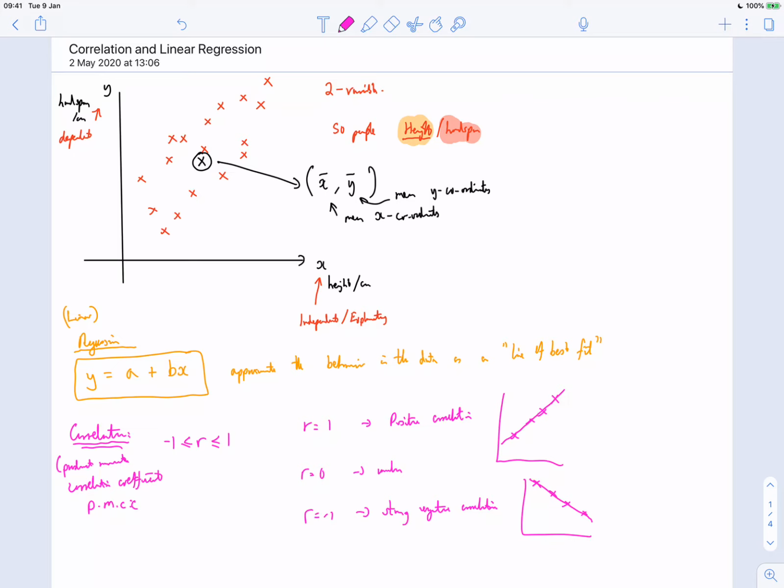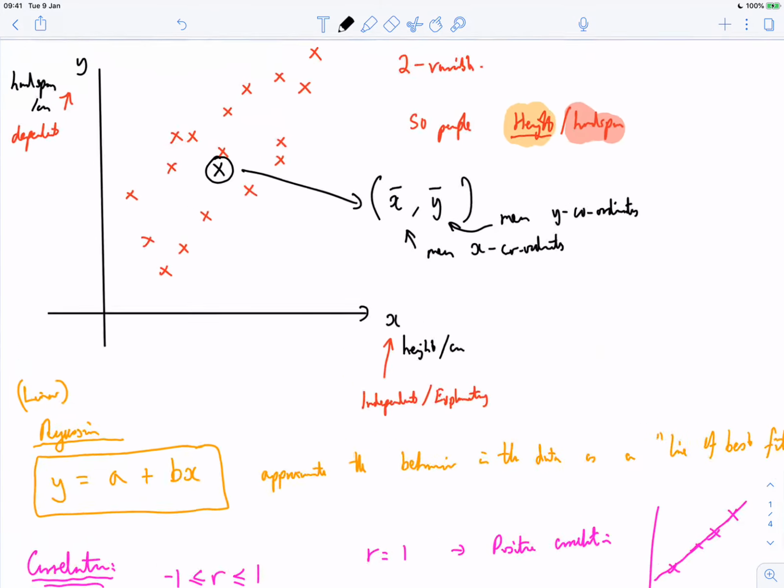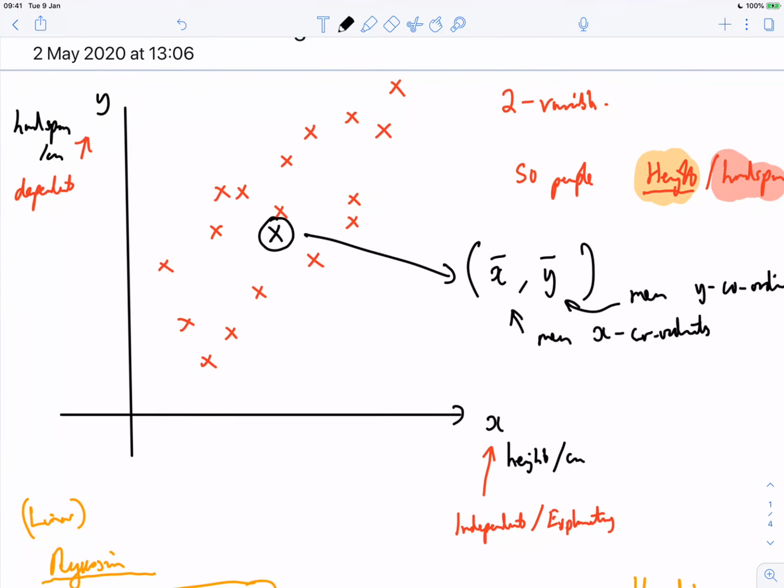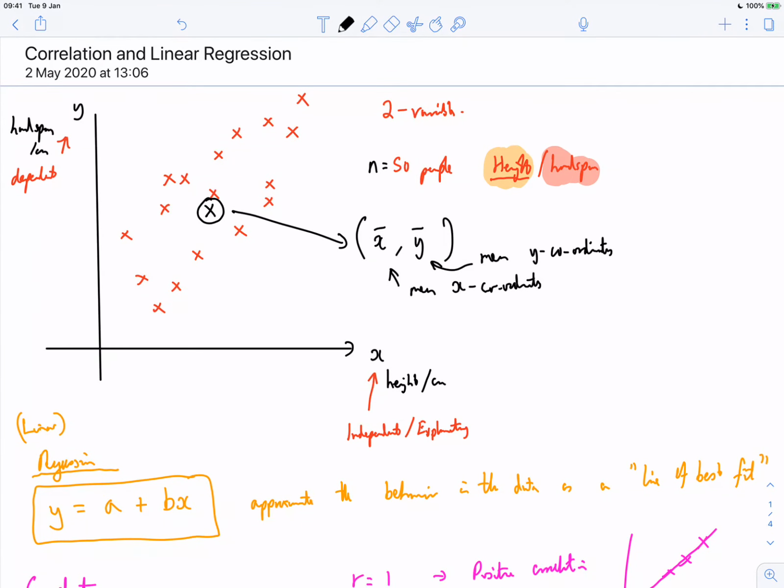Okay, now I could just plod on with the formula, but I want to define a few things first. So let's say there was 50 people, so let n equal 50 here. Now it could be 50, 100, doesn't matter. Let's get rid of 50. Let's just say there's n people.